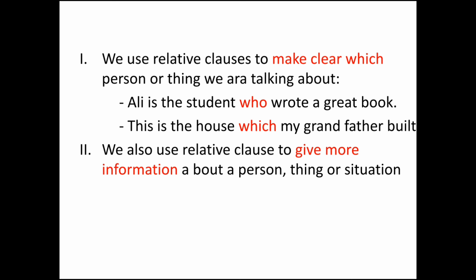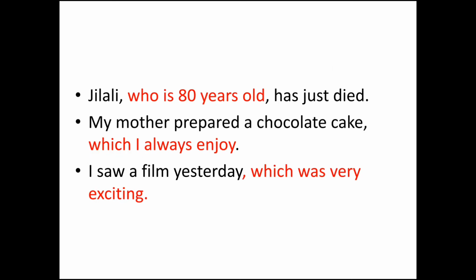The second use: we use relative clauses to give more information, extra additional information, about a person, thing, or situation. For example, "Jilali, who is 80 years old", this is the relative clause. This information is additional. It is extra information. You can forget about it. And when we give extra information, we always put the relative clause between two commas, as you can see in the example. So: Jilali, who is 80 years old, has just died.